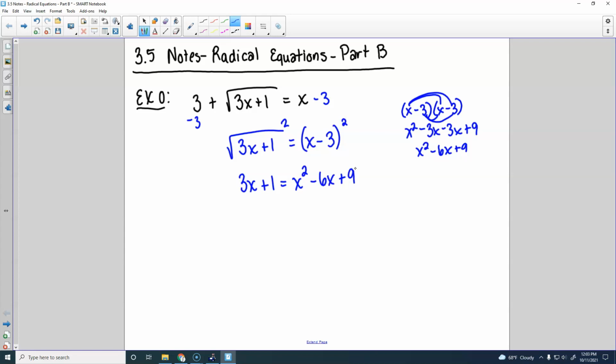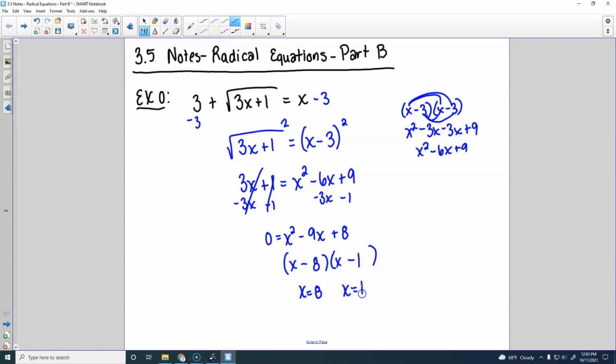So once I get to this point, what should I do? All to one side. When I have a quadratic, everything needs to go to one side. So I'll get 0 equals x squared minus 9x plus 8. And then I am going to factor. This one would be a minus 8, minus 1. So x would equal 8 and x would equal 1.